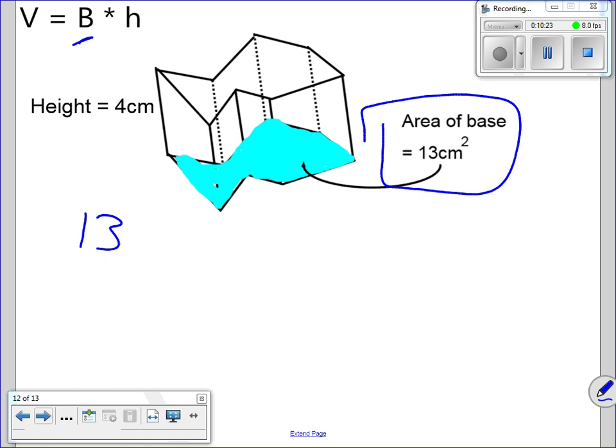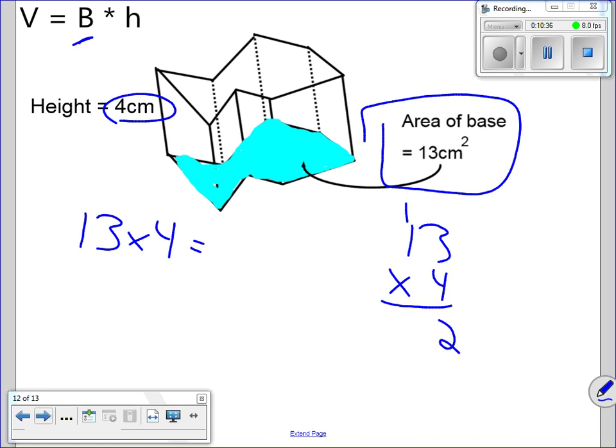But if I have 13 as my big B, what's my height? 4 is my height. Boom, that's all I have to do to find my volume. Well, what's 13 times 4? 12, 4, 5. 52 centimeters cubed.